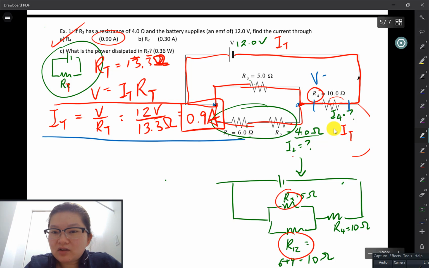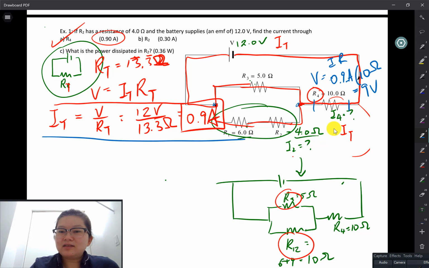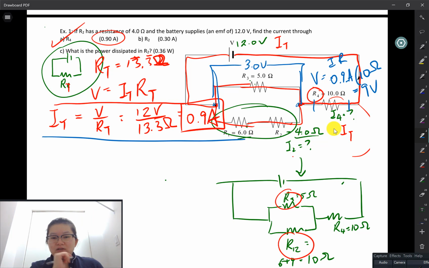So this is going to be, what is the total? 0.9, oh, that's current times R here. So that's 0.9 amps times the resistance, which is 10 ohms, and that's going to give us 9 volts. Wow, there's 9 volts of drop. That's a big drop there, okay? So since this is a drop of 9 volts, this potential drop must be 12 minus 9, that's going to be 3 volts of potential difference drop across these resistors.